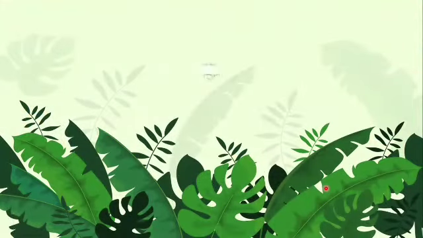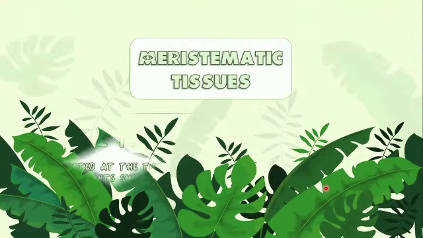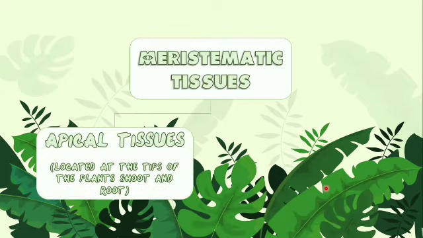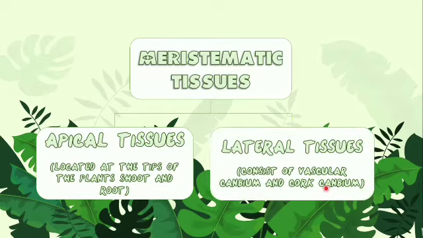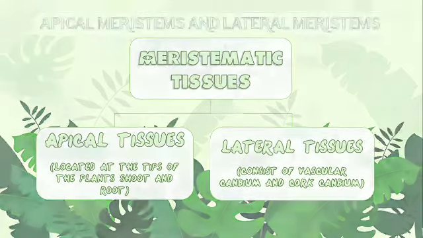There are two types of meristematic tissues. The first one is apical tissues. It is located at the tips of the plant shoot and root. The second one is lateral tissues. It consists of vascular cambium and cork cambium.